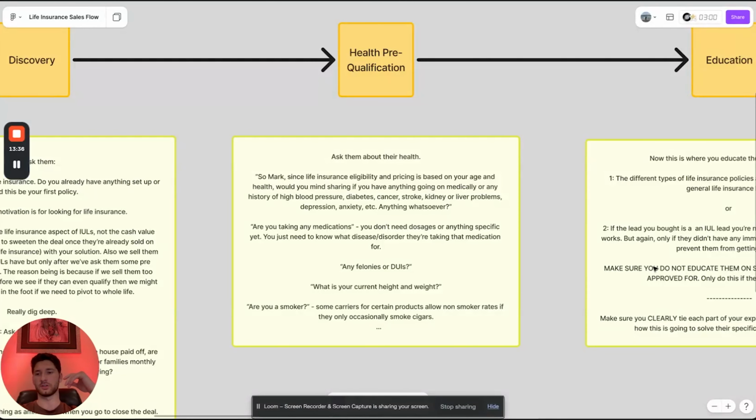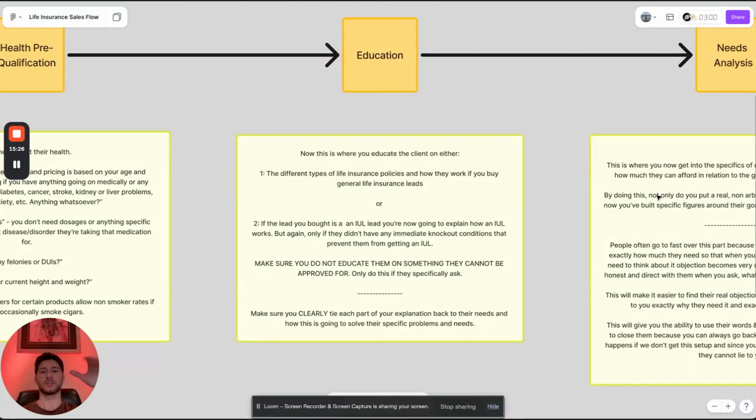Here's why. Okay, so when you explain exactly how the product works, you want to clearly tie each part of your explanation back to their needs and how this is actually going to solve the specific problem they told you about. So for example, let's say they're a trucker. Let's say they're looking for an IUL. Let's say based on your preliminary health check, they can probably get it.